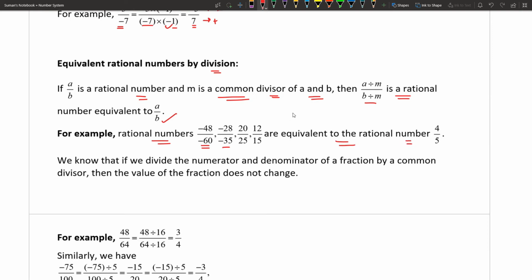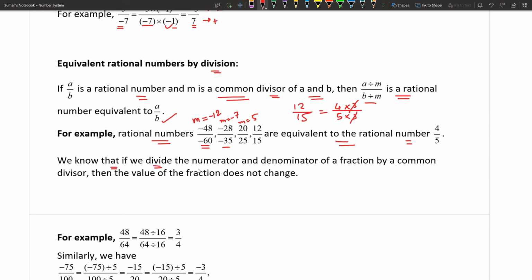So here is 12 by 15. We may write it as 4 into 3 upon 5 into 3. So we can divide by 3, and we get the result as 4 by 5. Same for the first one, minus 48 upon minus 60, the m is minus 12. For minus 28 upon minus 35, the m is minus 7. For 20 upon 25, the m is 5.